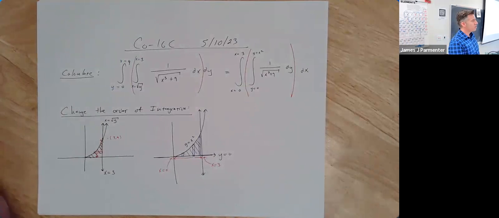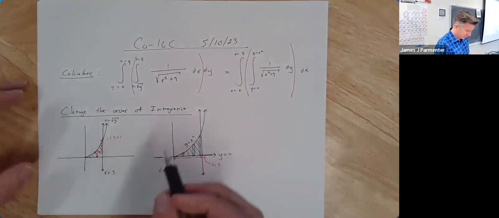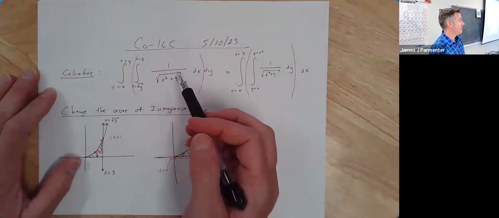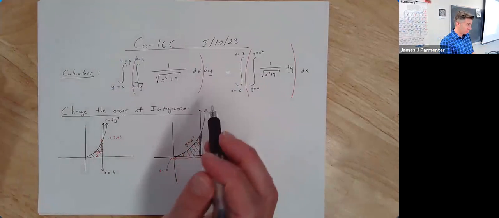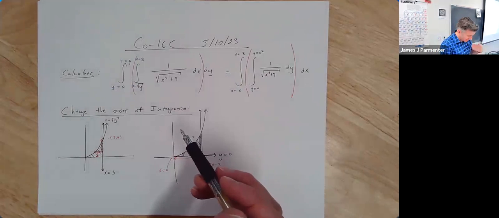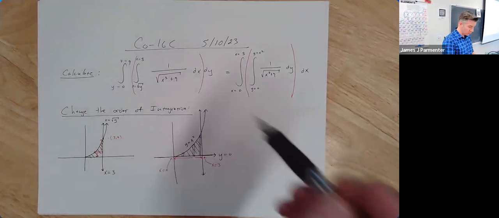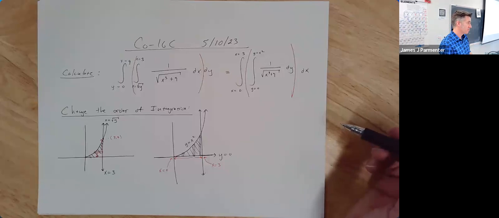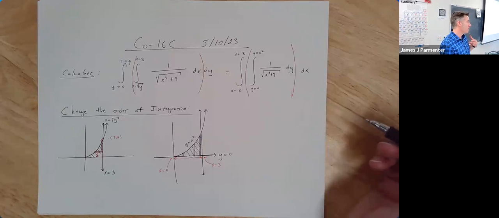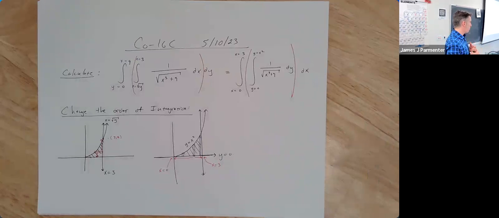No, we usually use this idea of interchanging the order of integration when we have to. The problem here is that this function actually is not anti-differentiable as a function of x, as it is. There does not exist a function whose derivative is equal to 1 over the square root of x cubed plus 9. So that's usually the impetus or reason for changing the order of integration.